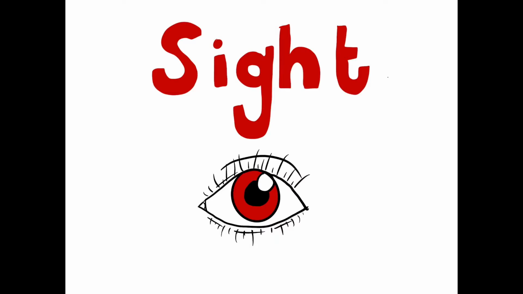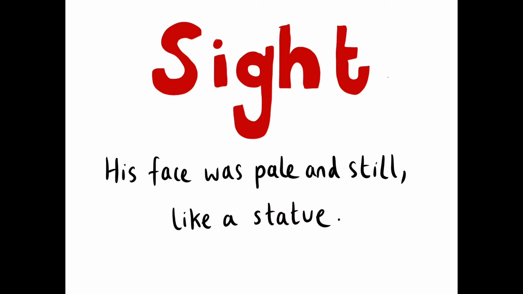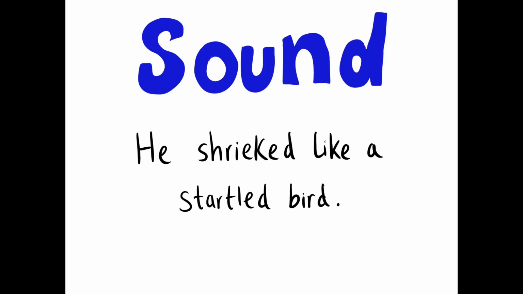So I'm going to do a quick example of exploring senses in imagery with similes being my feature of choice. The main point I want to make is that the boy is scared. Now I'm going to go through each of the senses and write a simile which appeals to that sense and also gets my point across that the boy was scared. For sight, his face was pale and still like a statue. Sound, he shrieked like a startled bird.